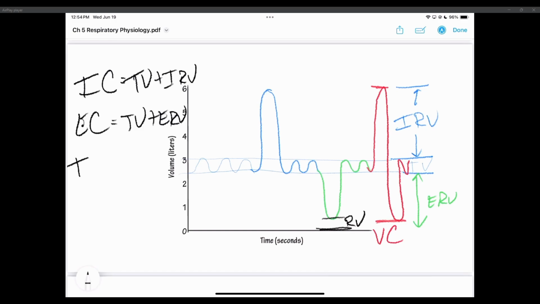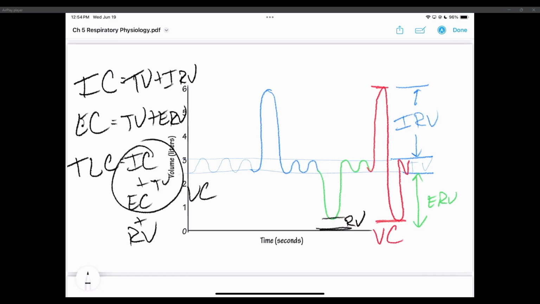We have TLC, not the group, total lung capacity, and that is IC plus EC plus your residual volume gets added in here now. Okay, this gets everything. So basically, well, plus your tidal volume. So basically all three of these things is your vital capacity. So TLC is vital capacity plus your residual volume. That's pretty much all the lung volumes added up together, is your total lung capacity.